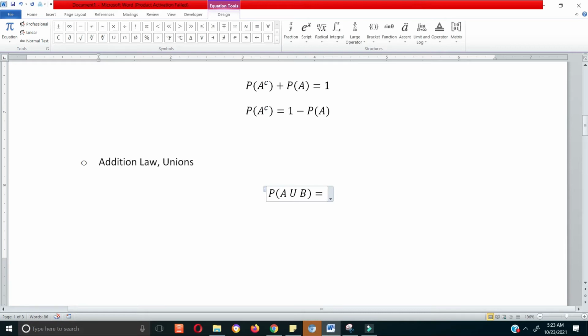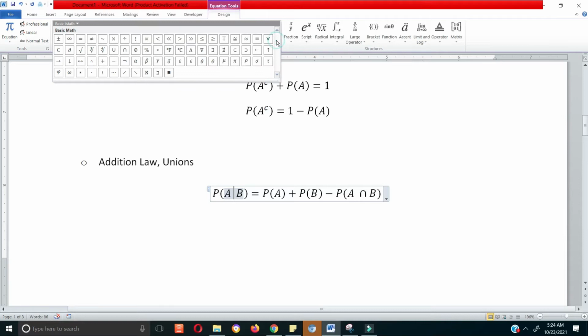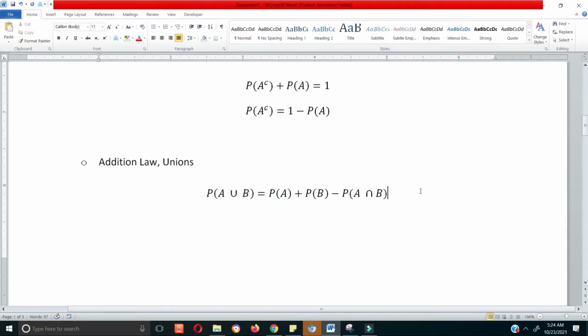So the addition law, to get the probability of A union B, you should get the probability of A and the probability of B minus the probability of A intersection B, because you don't want to double count. Actually I could have gotten the union operator from here. So that gives you the union. So this is the addition law, which gives you the union of two events. So of two event sets. I should call them event sets, right?